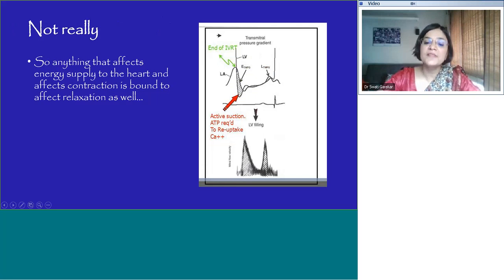This is a time when there's actually a lot of energy being spent, because it takes energy to send the calcium out of the cell for its reuptake. So anything that impacts the energy provided to the heart, whether it is ischemia or other things, is going to impact relaxation. It's actually an energy requiring process, and implies that when there is systolic dysfunction of the ventricle, there is going to be diastolic dysfunction of some degree or the other.